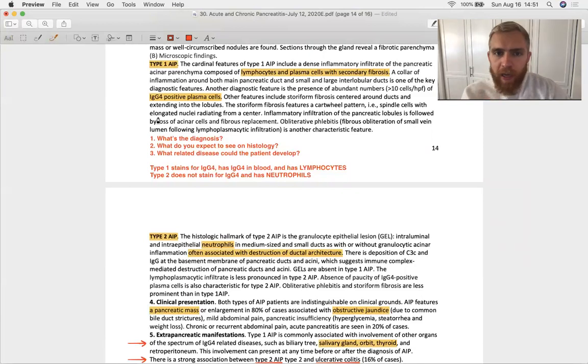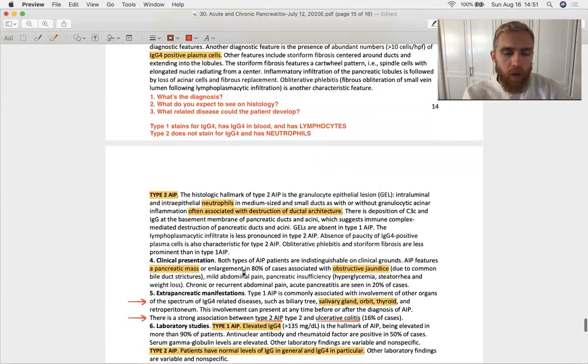Well, besides IgG, if you look at a slide, type 1 autoimmune pancreatitis has a chronic immune infiltrate, lymphocytes and plasma cells. But type 2 has an acute immune infiltrate, neutrophils.